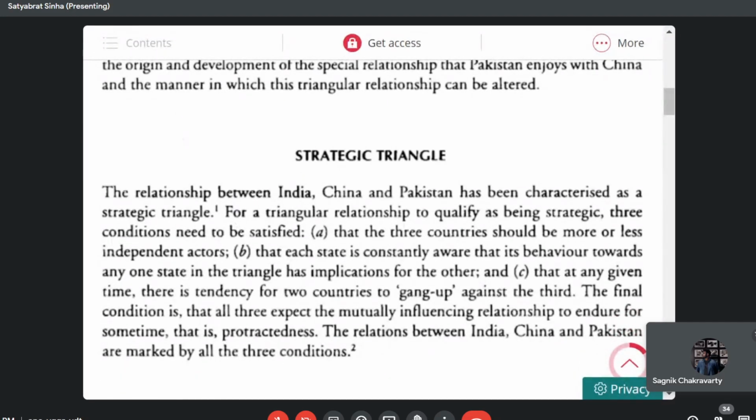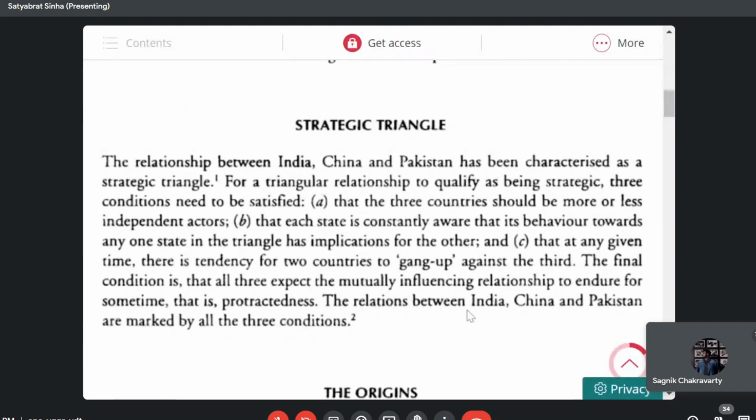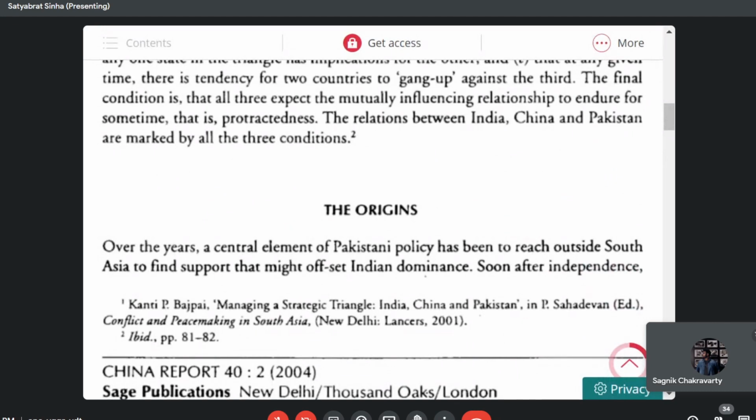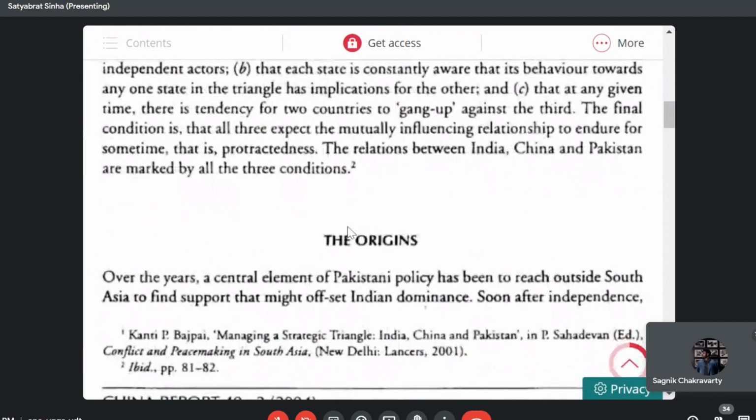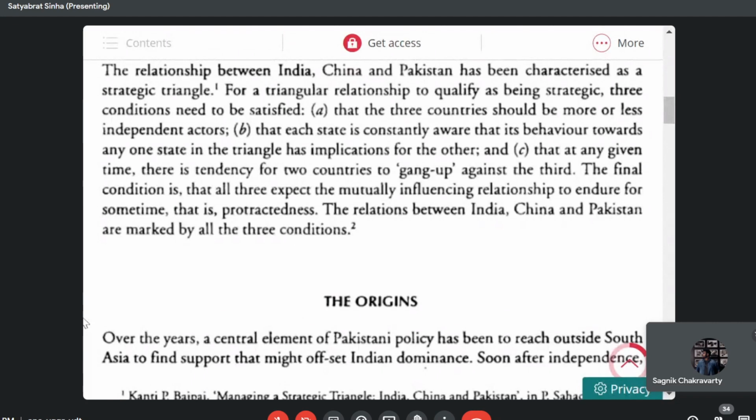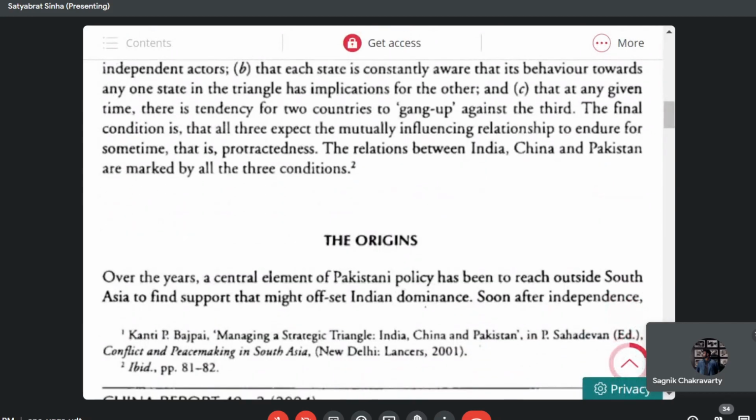Yes, it is visible. So then the paragraph continues, and the last line of the paragraph is: the relations between India, China, and Pakistan are marked by all the three conditions. So this is an example of a footnote, because right at the bottom of the page, I have footnote 1, where I reference Kanti Bajpayee, Managing a Strategic Triangle, a chapter published in P. Sahadevan, edited, Conflict and Peacemaking in South Asia. And the second footnote is also a citation from Kanti Bajpayee, where I say ibid. So this is an example of a note citation. In the text, it's indicated with a superscript number or symbol, and I use the full citation in a footnote. I also have an example of an end note, which I'll show you, but let me get back to the presentation.